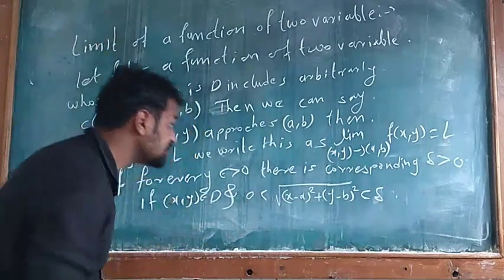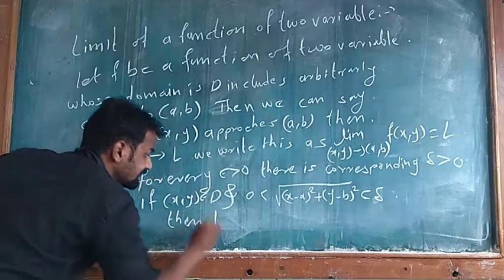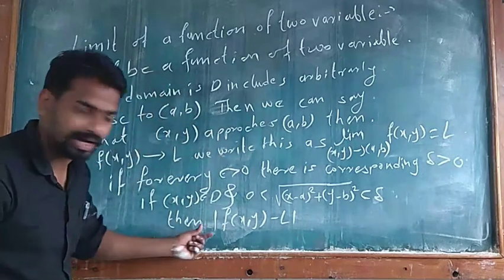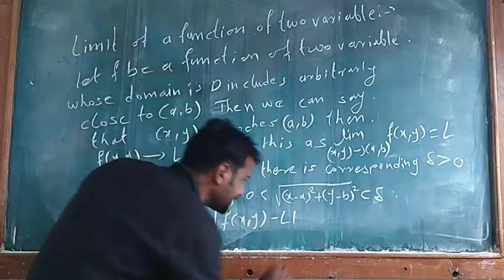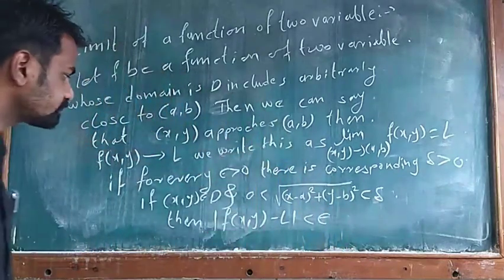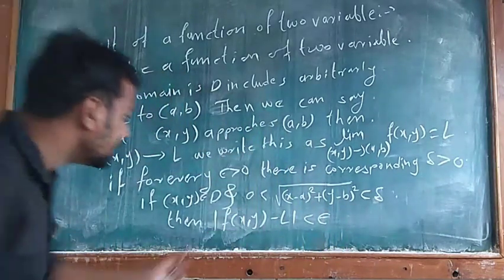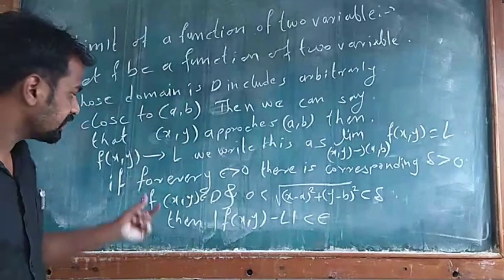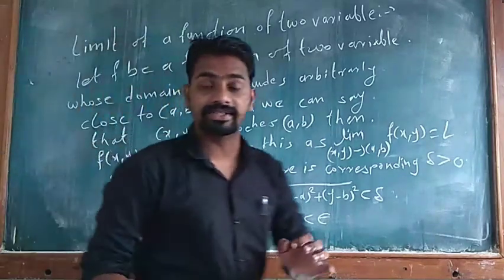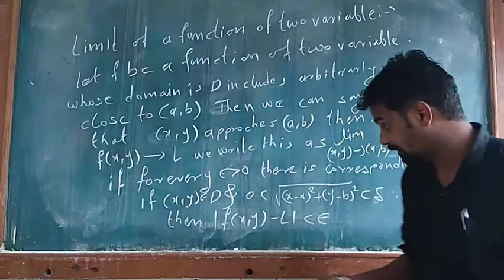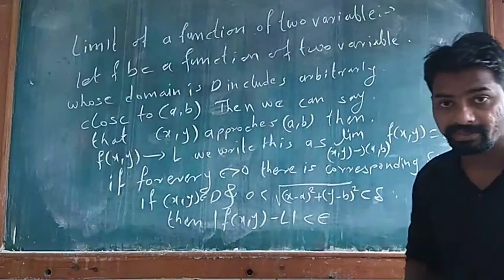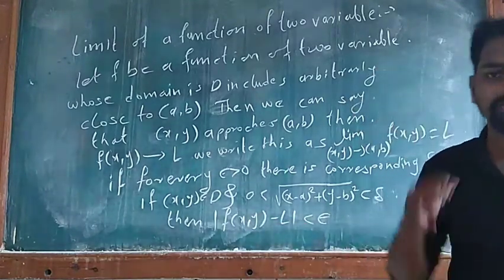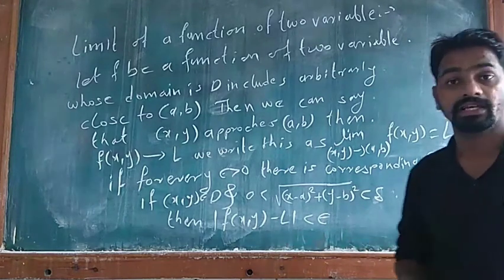then the distance between f of (x, y) and L is very small, that is less than epsilon. Here we have to show that if (x, y) approaches (a, b), then f of (x, y) approaches L. That is, if the distance between (x, y) and (a, b) is less than delta, then mod of f of (x, y) minus L is less than epsilon.